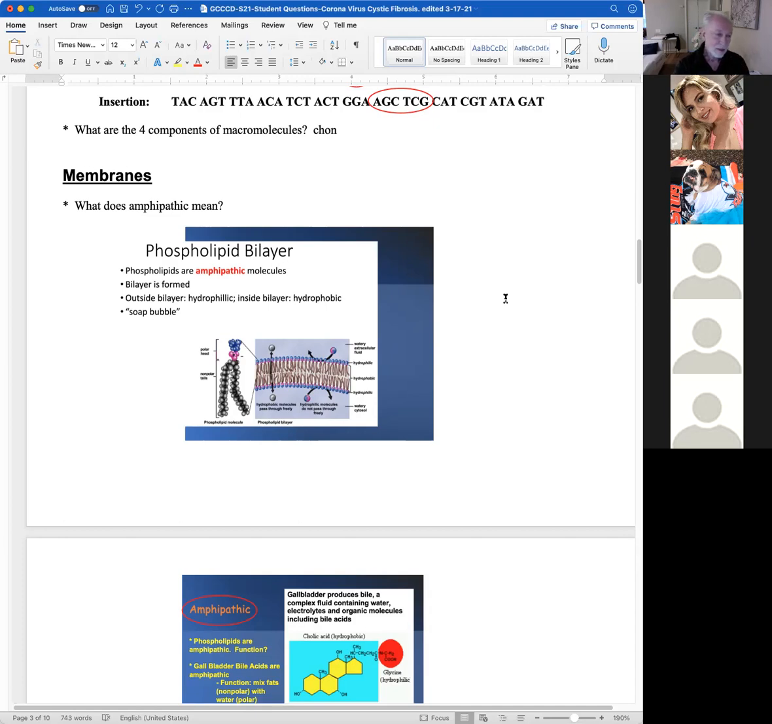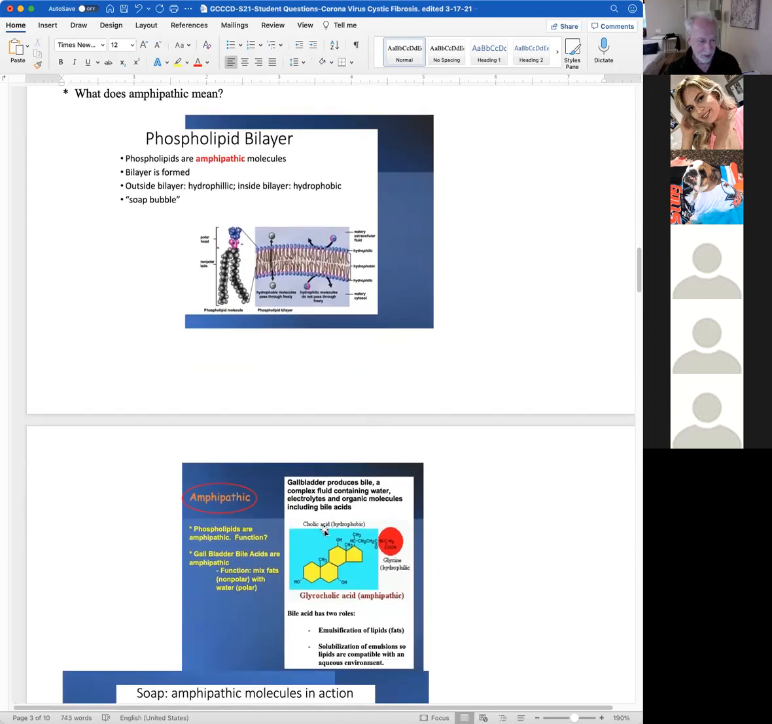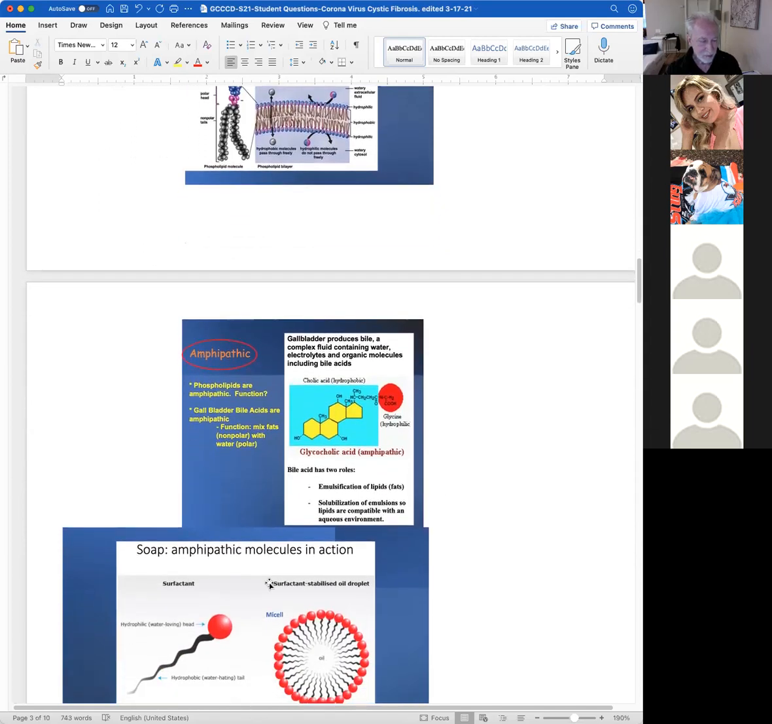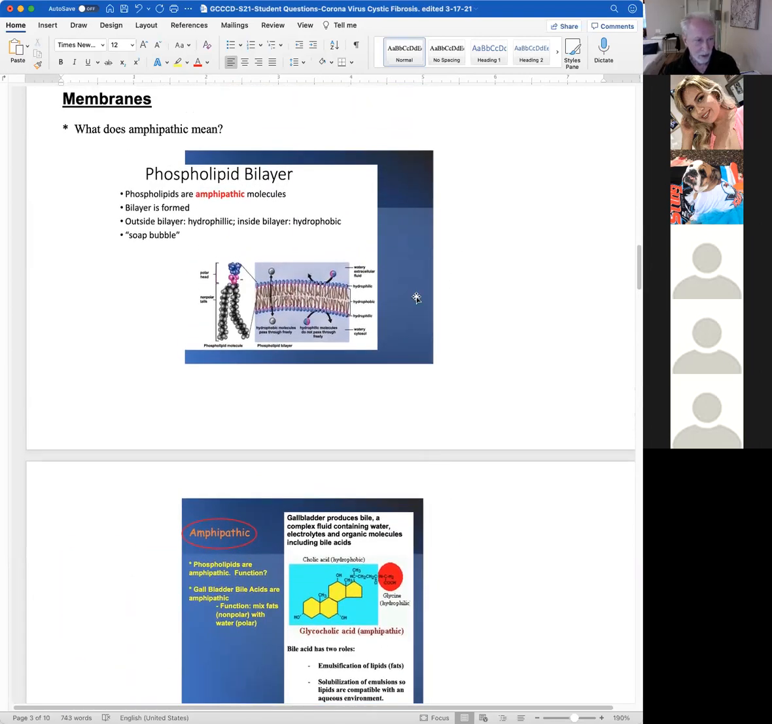In the process of outlining the information in this section of the course, we encountered amphipathic molecules 3 times. I'd like to remind you what those examples are. A phospholipid bilayer, bile acid from the gallbladder, and soap. So let's just look at each of those and see why each one is amphipathic and what the functions are, because the functions are very different.